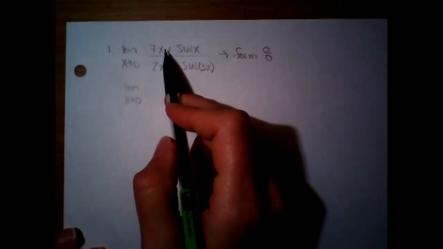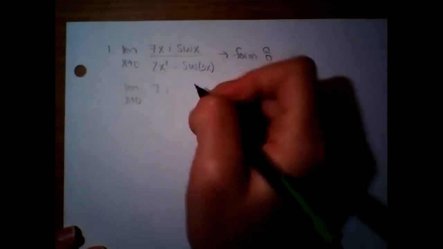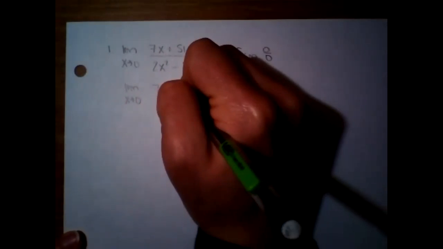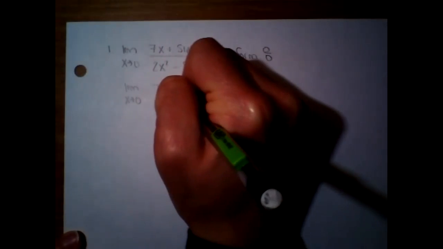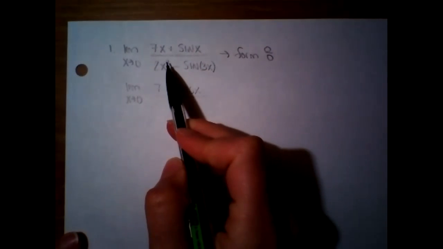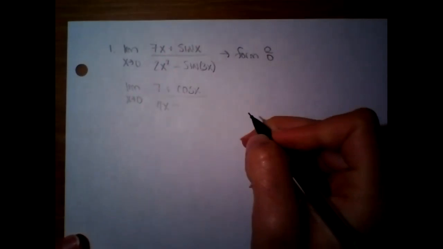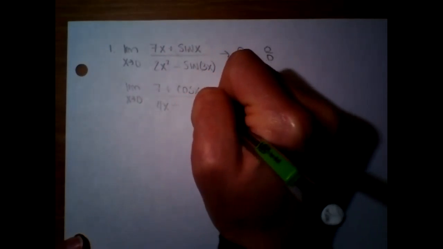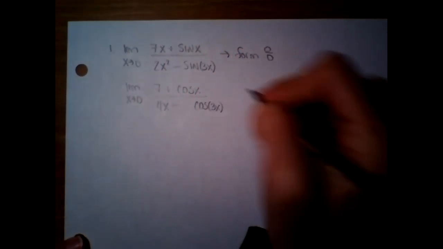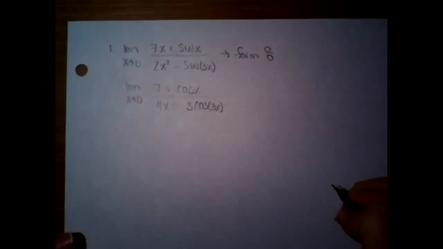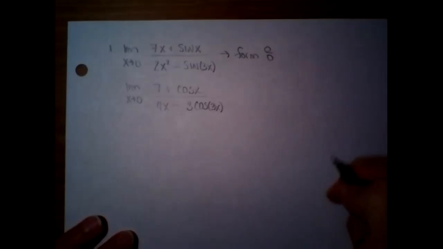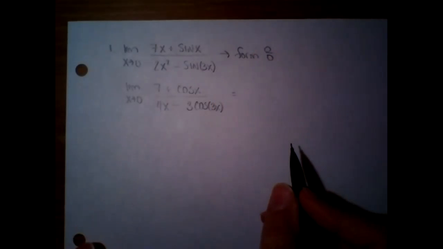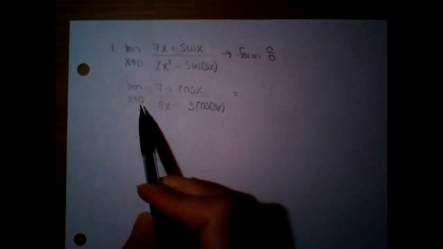So for the numerator, that would be 7 plus the derivative of sine, which is cosine. And then down here, the derivative of 2x squared would be 4x minus, the derivative of sine is cosine, so that'll be cosine of 3x, and we have to multiply on a 3 for the chain rule. So 3 cosine 3x.